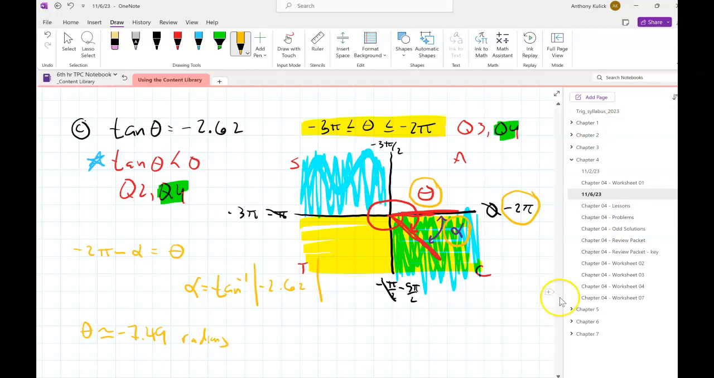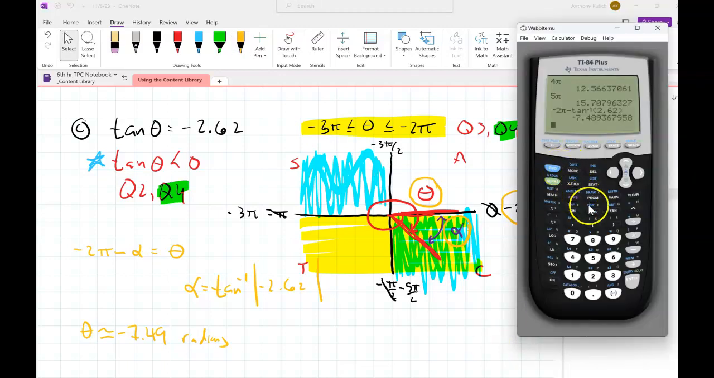So let's check that still, though. I love having checks. So I do tangent of that angle should give me the negative 262. Beautiful. Negative 3 pi should be smaller. It is because it's a more negative number. And then negative 2 pi should be bigger, which it is because that's less negative, right? Everybody agree? So that's our answer.